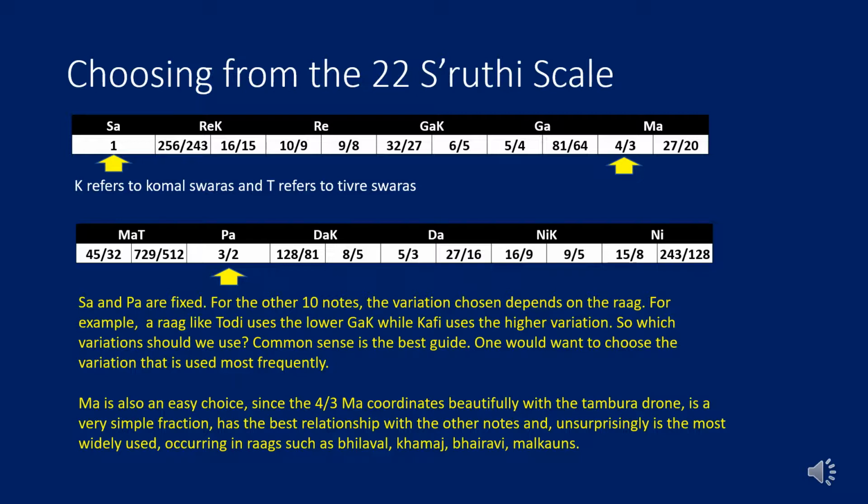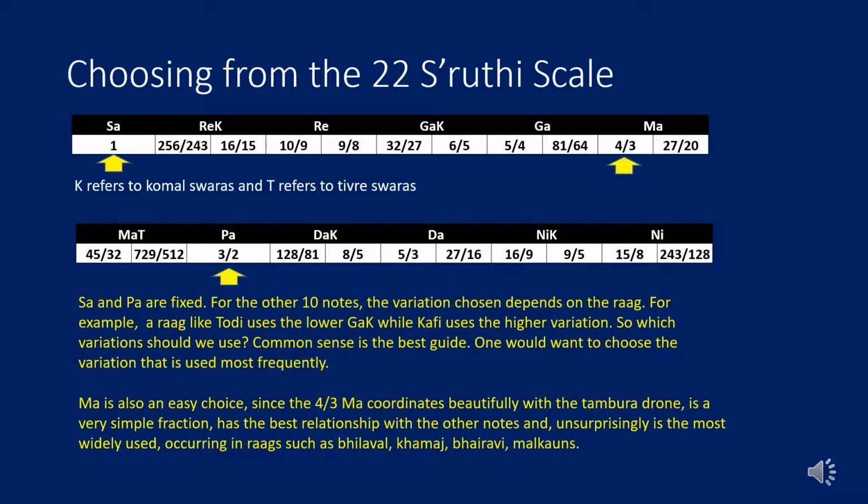Well, sa and pa are fixed, so there's no question there. For the other 10 notes, the variation chosen depends on the raga. For example, a raga like Hindustani Todi uses the lower komal ga, while Kafi uses the higher variety. So which variation should we use? Common sense is the best guide here. One would want to choose the variation that is used most frequently. And also for tuning instruments, one would want to choose the variation that makes it easy to use the alternate very easily.